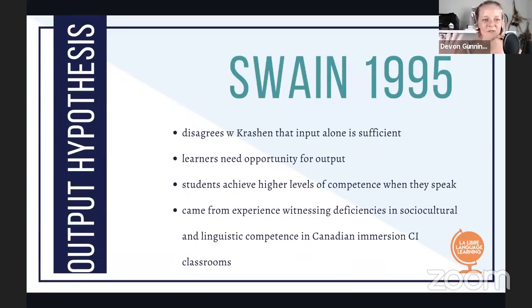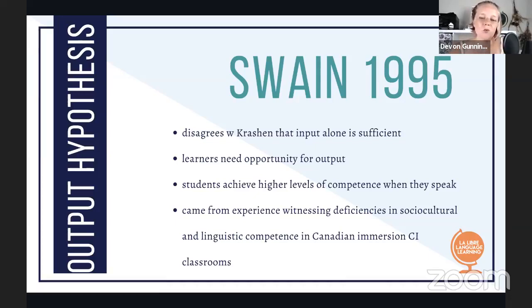This was my favorite though. This one's my favorite. And this is the output hypothesis. This comes from Swain in 1995. Okay. This is where things get juicy. So she believes that with Krashen's input hypothesis, input alone is actually not sufficient. She disagrees with that proponent of the hypothesis, and says that learners need opportunity for output in order for their language abilities to grow. So what does she mean by that?